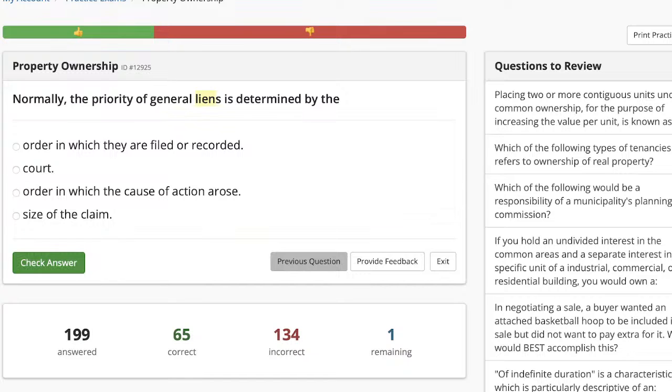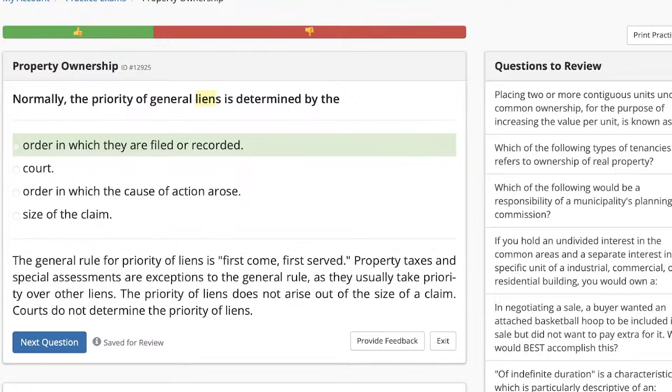And the answer is order in which they are filed or recorded. Now, some of you wrote court. Now, what kind of liens are dictated by the court? What's that called? What do you guys think? What's that called when the court puts a lien? There's a word you need to know for your exam.